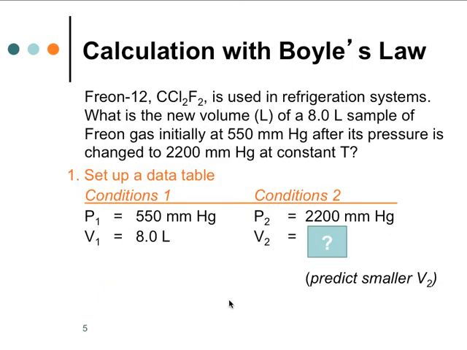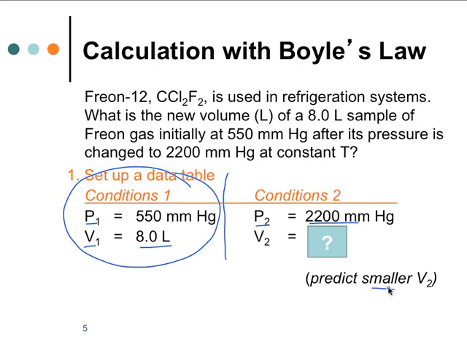So if we look at a problem, Freon is used in refrigeration systems. What's the new volume of an 8-liter sample of Freon gas initially at 500 millimeters of mercury after its pressure is changed to 2200 millimeters of mercury at a constant temperature? Setting up your table, what are my starting conditions? My starting pressure is 550 millimeters mercury. My starting volume is 8 liters. My ending pressure is 2200 millimeters, and I don't know what my volume is.